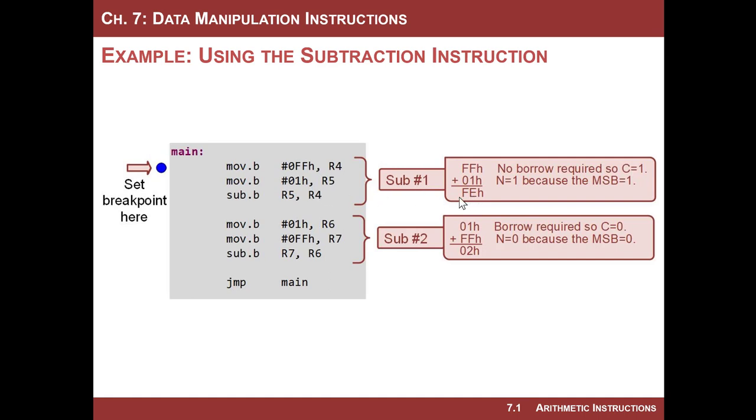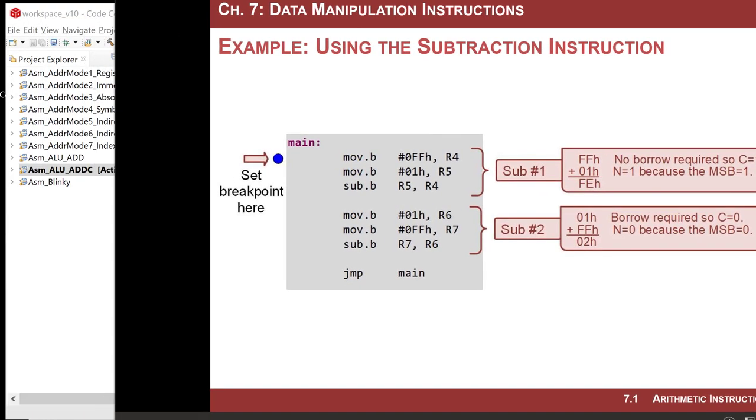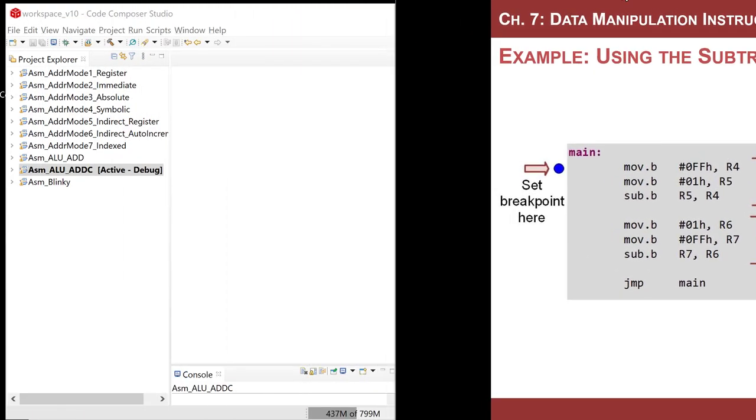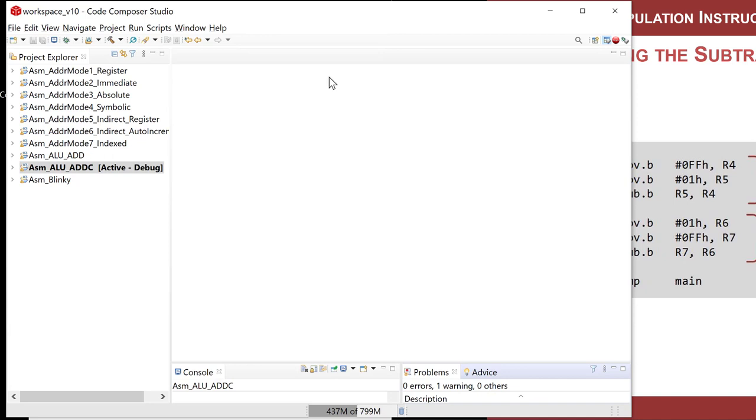The result should be FE, and we won't have a borrow, which says that the C flag should be set. Then we'll do that exact same example where we'll put 01 minus FF. And in this situation, there should be a borrow, which will be indicated by C equal to zero. Okay, so that's the example we want to code. And let's fire up Code Composer.